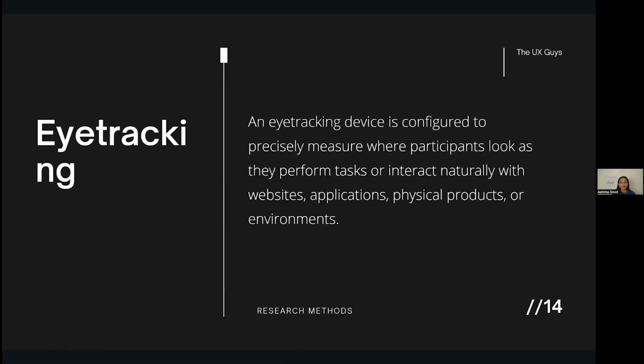Then we have eye tracking. So an eye tracking device is configured to precisely measure where participants look as they perform tasks or interact naturally with websites, applications, physical products, or environments. So there's a lot of tools for this. I won't go too deep into it, but it could be done even remotely. And it could be something that yields a lot of data. And you could just send out a couple of screens.